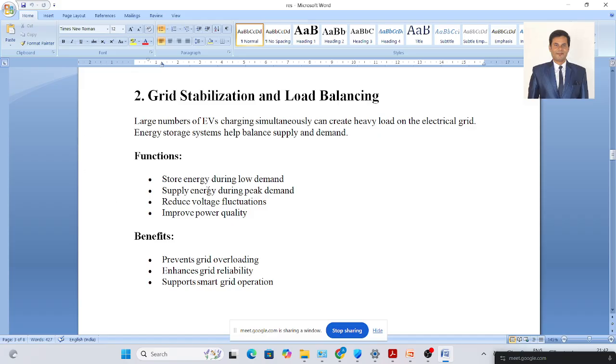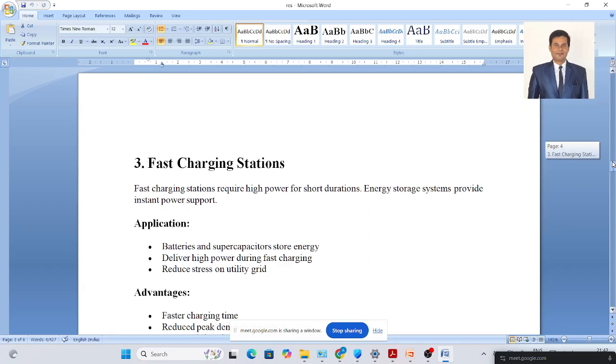The function is to store the energy during low demand, and also to supply the energy during the peak demands. That is one of the functions where we achieve grid stabilization, right? Wherever the grid is becoming unstable, make use of your energy storage to stabilize the grid in an easier way, right? It helps us with grid reliability also. It makes the system more reliable, right? That is one of the applications.